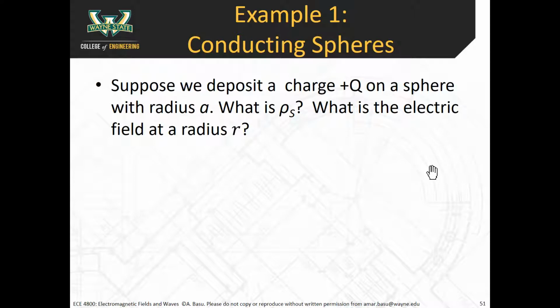So let's do a simple example here. What if we have a conducting sphere? Suppose we deposit a charge Q on a sphere with radius a. The first question is, what is rho s? And the second question is, what is the electric field at a radius r? And you could figure out the electric field at r is greater than a and r is less than a.